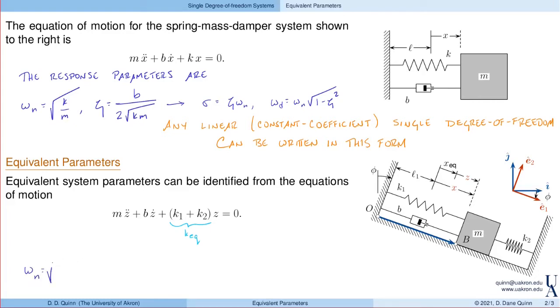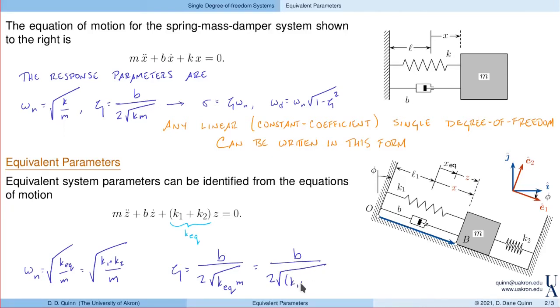Here, omega n is the square root of K equivalent divided by m in this case. And so that's going to be K1 plus K2 divided by m. Essentially, we identify this equivalent stiffness, and then we use the expressions for natural frequency and damping ratio. So the damping ratio becomes B divided by 2 square root of K equivalent times m. Substituting in the values for this system, this is K1 plus K2 times m. These equivalent system parameters are identified by comparing the equation of motion that we have with our equation of motion for a standard spring mass damper system.